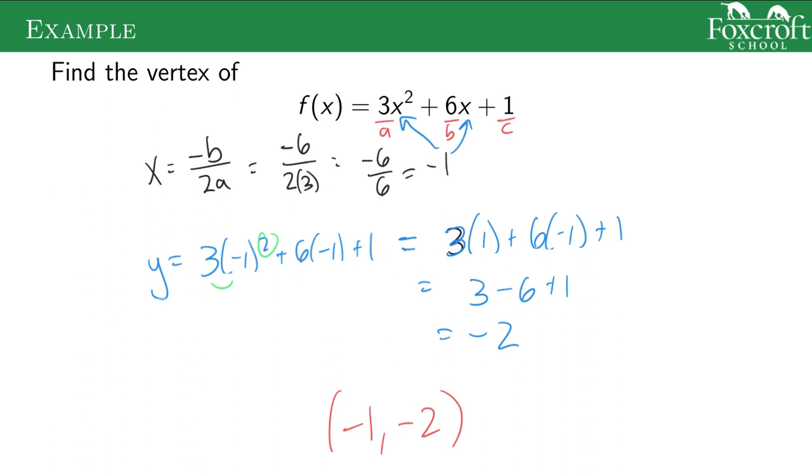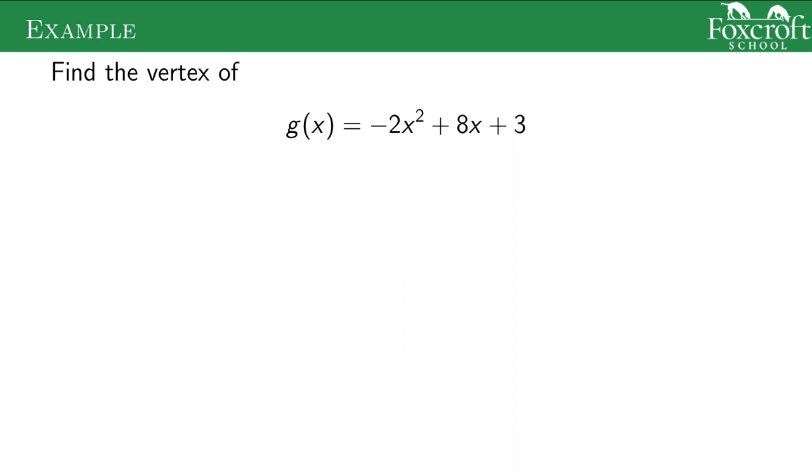All right, so this method definitely looks like a lot less work, but it requires you to memorize some extra stuff. So it's really up to you if you prefer this method or not. I have a few more examples to show you. All right, find the vertex of this. The x value of the vertex, negative b over 2a, is negative 8 over 2 times negative 2. And that's 2. So my x value of the vertex is 2.